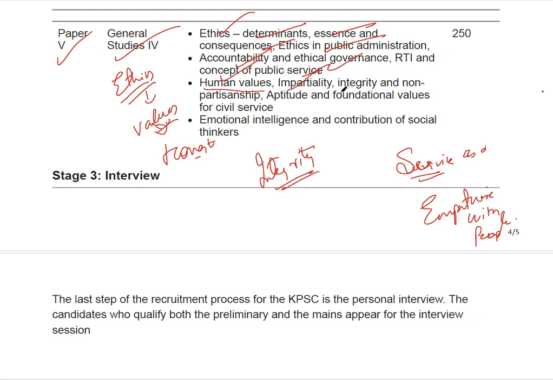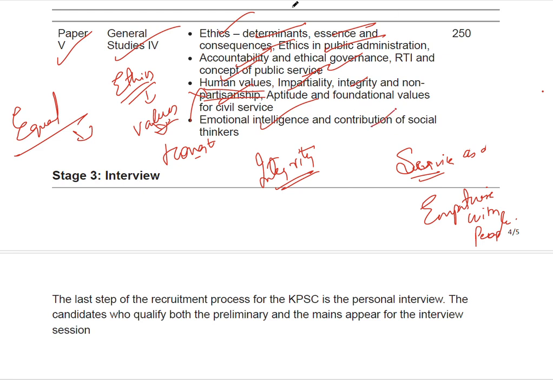Human values, impartiality, integrity, non-partisanship. What is partisanship? Being non-partisan is actually being non-partial. Some officers lean towards and become partial to a certain section of society, which is not at all desirable. You have to be non-partial. That means you have to be equal as an officer to all sections of society, to all religions of this country. Emotional intelligence, contribution of social thinkers.